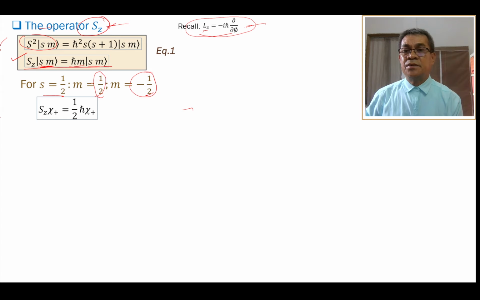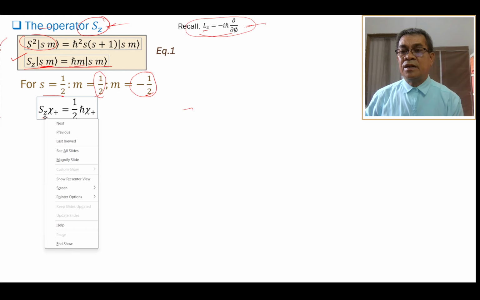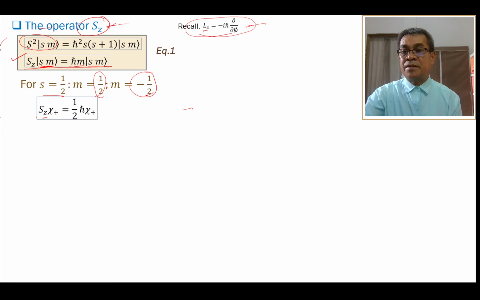So using these values, apply that. We will let the S z component act on the spin up and spin down, and we have again one half of h bar.